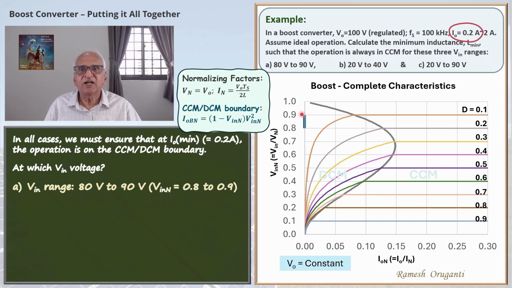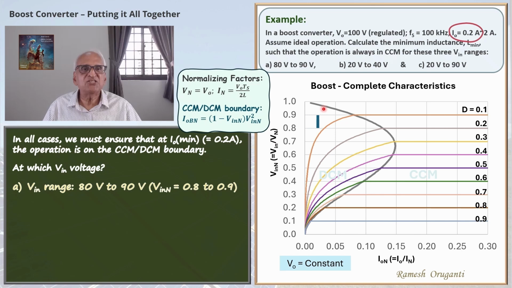So at the minimum current, we want the operation to be on the boundary. Notice that I0n is I0 by IN. I0 is the minimum current, 0.2 amperes. IN is V0 Ts by 2L. We are now doing the design. L is not fixed. We have to choose the L. So by varying L, IN can be varied. By varying IN, I0n can be varied for the same I0, 0.2 amperes. Let's keep the operation at the CCM-DCM boundary at Vin equal to 90 volts. That is Vn equal to 0.9.